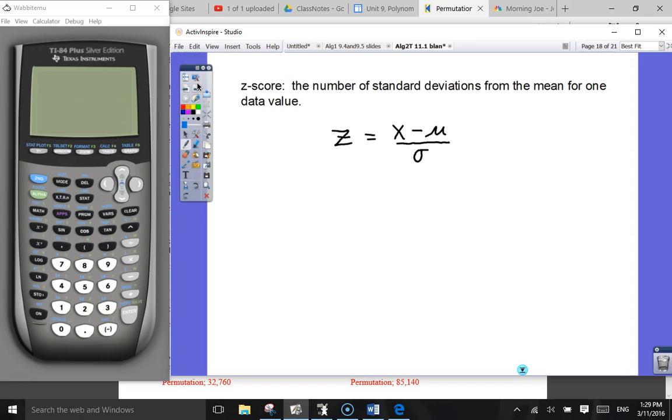It's literally the number of standard deviations from the mean, right? You're taking the x minus mu, that's telling you how far away from the mean you are. Dividing by sigma chops it into intervals of the standard deviation, right? So it'll tell us how many standard deviations we are from the mean.